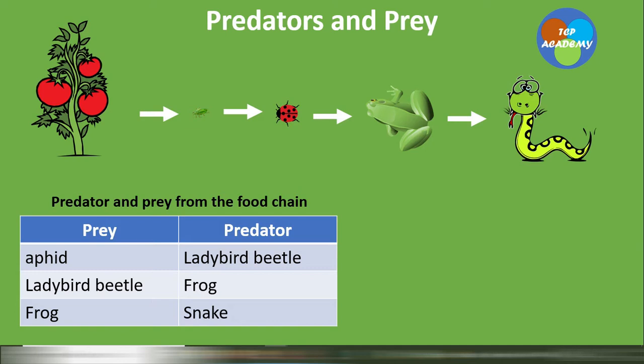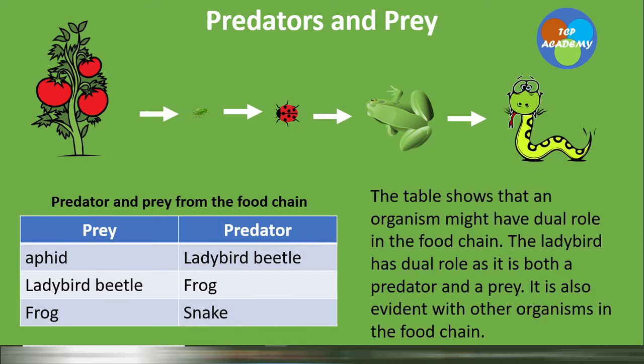Usually, the organisms further to the right from the producer are your apex predators, or they fall somewhere within that domain. The table shows that an organism might have a dual role in a food chain. The ladybird has a dual role as it is both predator and prey. So too is the frog. It is also evident with other organisms in the food chain. Of course, the frog would have changed its role from being a predator to now a prey for the snake.